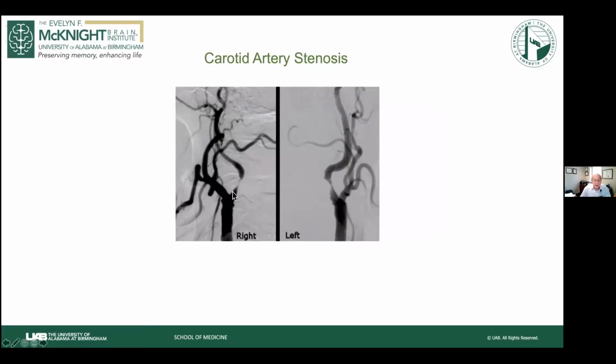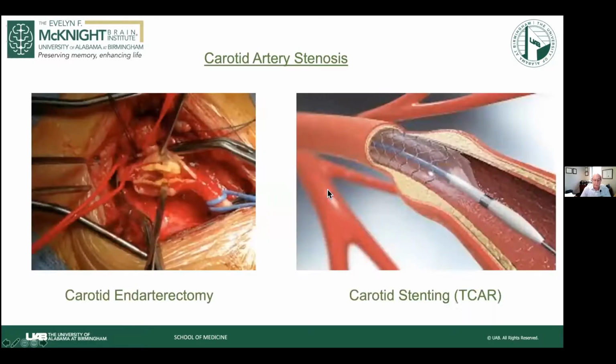This is another example of carotid artery stenosis. This is that string sign I was telling you about before. This is another example of that. Again, this is caused by the formation of a stenosis here from the buildup of plaque within the carotid artery.